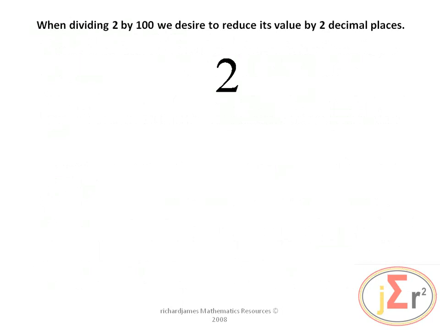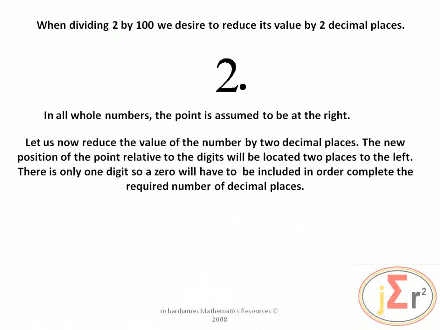When dividing 2 by 100, we desire to reduce its value by 2 decimal places. In all whole numbers, the point is assumed to be at the right. Let us now reduce the value of the number by 2 decimal places. The new position of the point relative to the digits will be located 2 places to the left. There is only 1 digit, so a 0 will have to be included in order to complete the required number of decimal places. So we are going to reduce this number, which is 2, by 2 decimal places. That is what we do when we are dividing by 100. Of course, we only have a single digit. Because we have a single digit, we are going to include another digit, which is a 0, to complete the required number of decimal places.